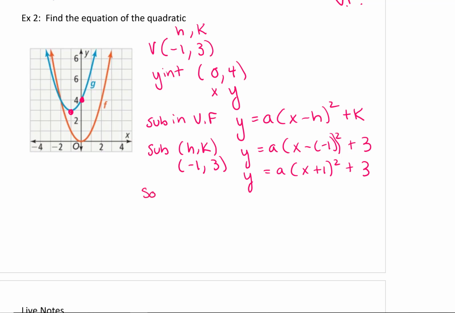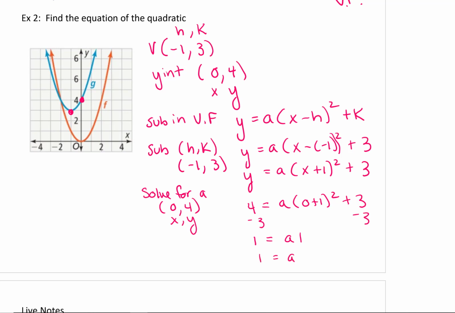Now let's solve for a by plugging in 0, 4 for x and y. Subtract 3 from each side, you end up getting 1. So it looks like a is equal to 1. So let's finish by writing our vertex form. So y is equal to (x plus 1) squared plus 3.